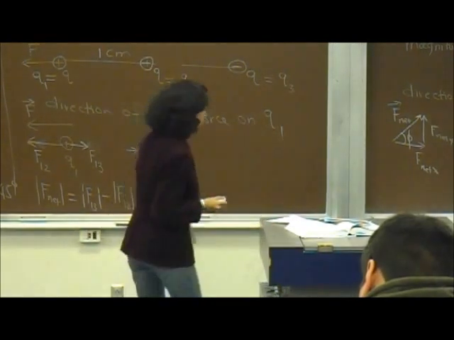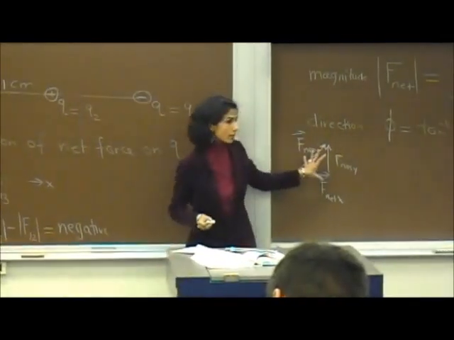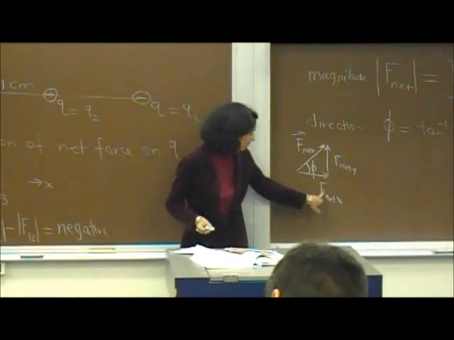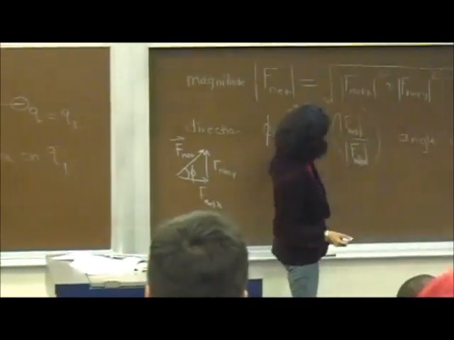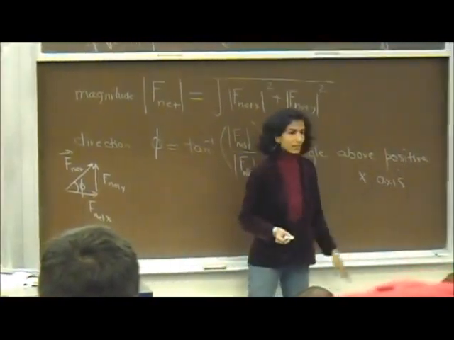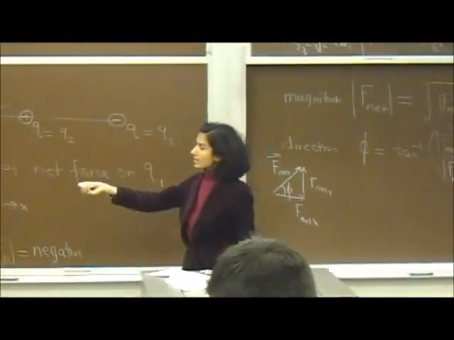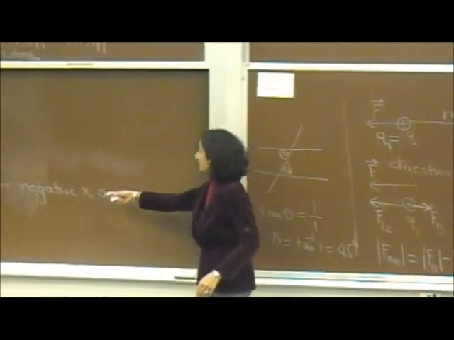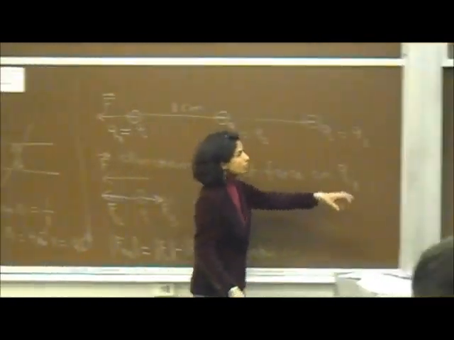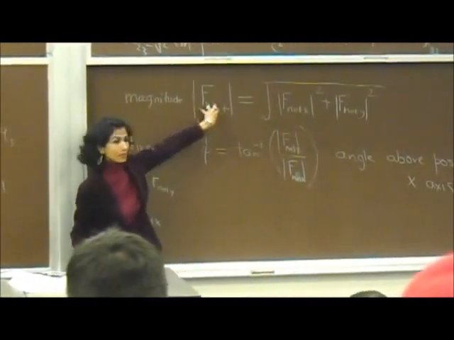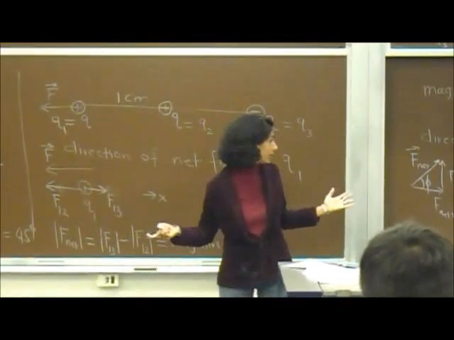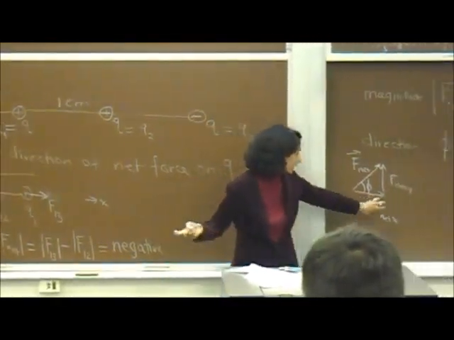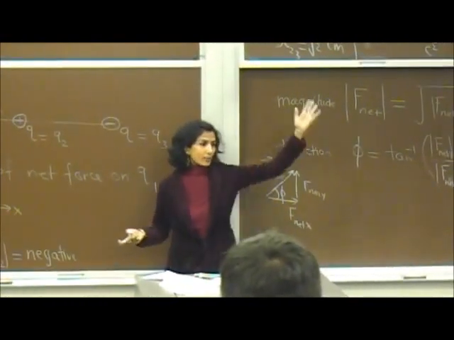So there should be a picture that shows what you're talking about, and you can see that if F net x is in the positive x direction, then this angle that you calculated will be above the positive x-axis. If it turns out to be negative, then this is the angle above the negative x-axis. Otherwise, these two numbers are going to be exactly the same in either case, so long as your F net x and F net y have the same value.